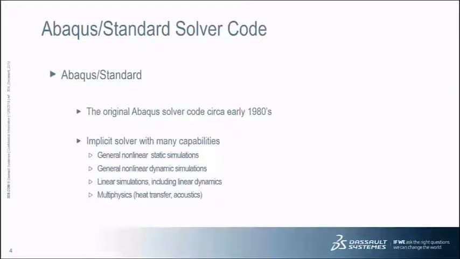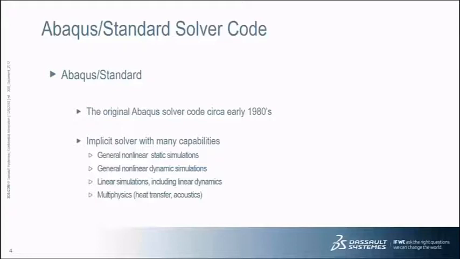So what is Abaqus Standard? Abaqus Standard is a general purpose implicit finite element solver code. Runs in batch mode, so it's not interesting to look at. Of course, it's a very powerful piece of software for generating finite element solutions. Dates back to the early 1980s to the old HKS company. It does general nonlinear static simulations, general nonlinear dynamic simulations. It can do linear dynamics and completely linear static simulations, and it can do heat transfer and acoustics, and it can do a lot of stuff.